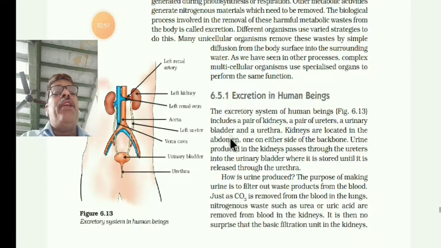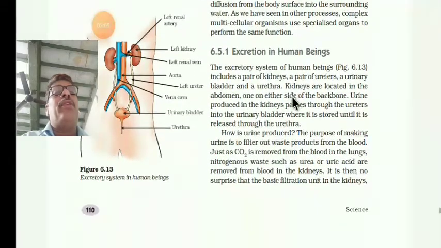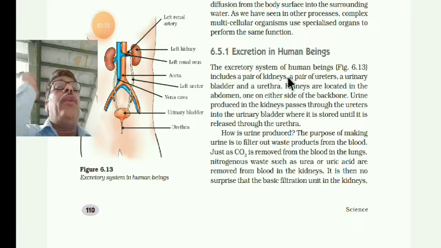Now we will see excretion in human beings. See what we will study now. Excretion in human beings. The excretory system of human beings, see the figure, includes a pair of kidneys. See the human parts here. This is the human excretory system. It consists of four important parts: kidney, ureter, urinary bladder, and urethra. These are the four important excretory organs.